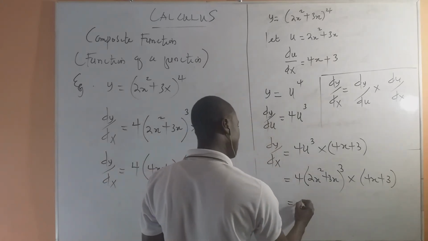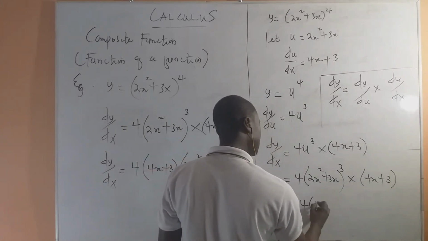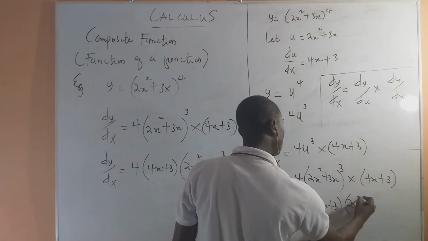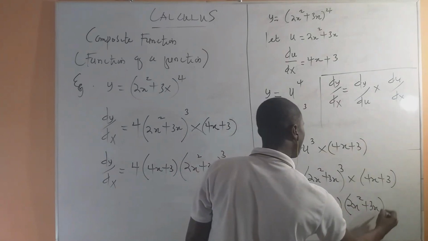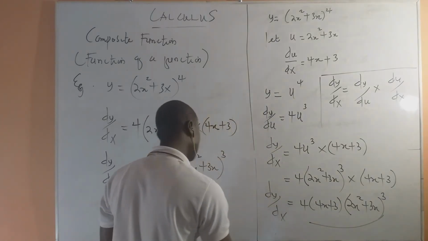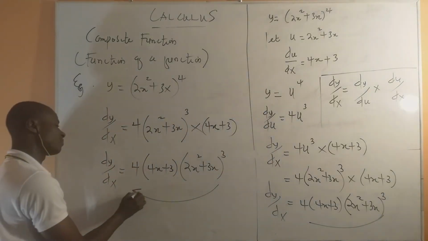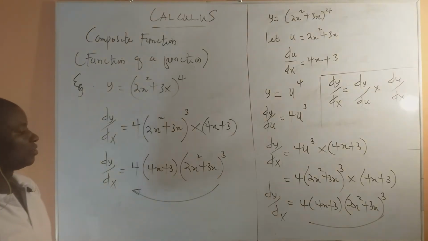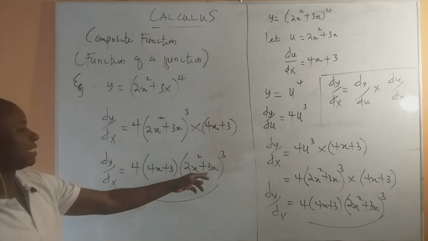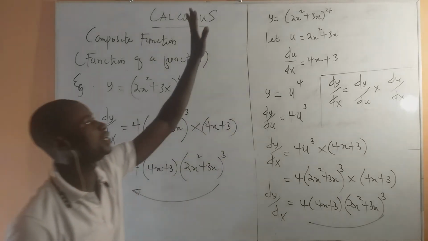So in multiplying, you have 4, you can bring this here, then you have 4x plus 3 before your 2x squared plus 3x exponent 3. Do you see that our dy dx here is the same thing we had here? That's all. So we have 4 into bracket 4x plus 3 times 2x squared plus 3x exponent 3. So this is the chain rule.